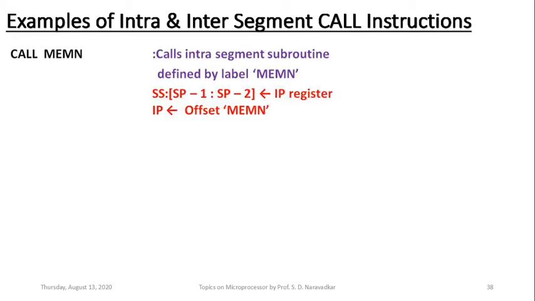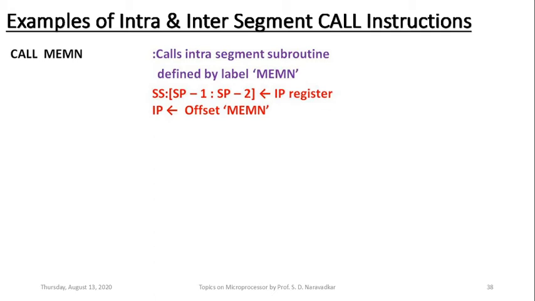Now here are the examples of intra and inter-segment call instructions. The first example appearing on your screen is an intra-segment call instruction: CALL MEMN. MEMN is nothing but the labeled address of the corresponding subroutine, the subroutine's beginning address. And on the right side, it calls the intra-segment subroutine defined by label MEMN.